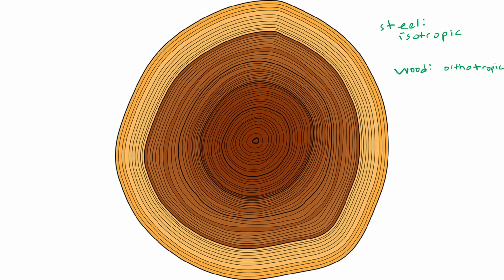We can split this up a couple of ways, but I'm going to describe this direction, moving outward from the center of a tree trunk, as radial. And this direction, maybe I'll draw that more curved, as tangential. And then into or out of the page is longitudinal.